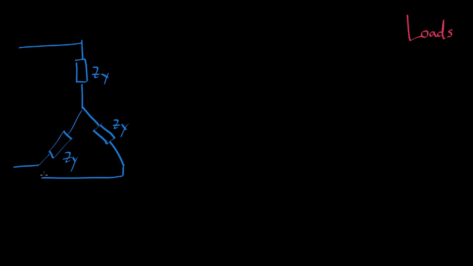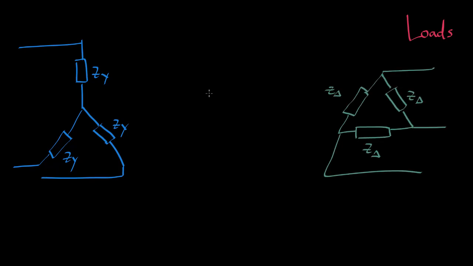So how do we convert impedances between these different system configurations? Luckily, there is a basic equivalence between star and delta. This takes the form of the impedance in the star network being equal to the impedance in the delta network divided by 3.